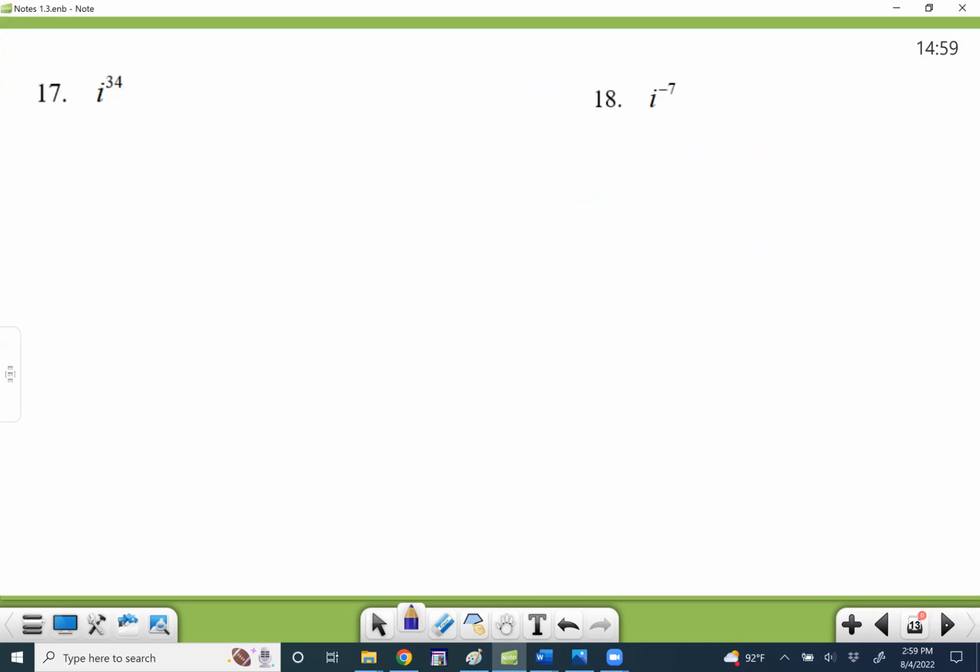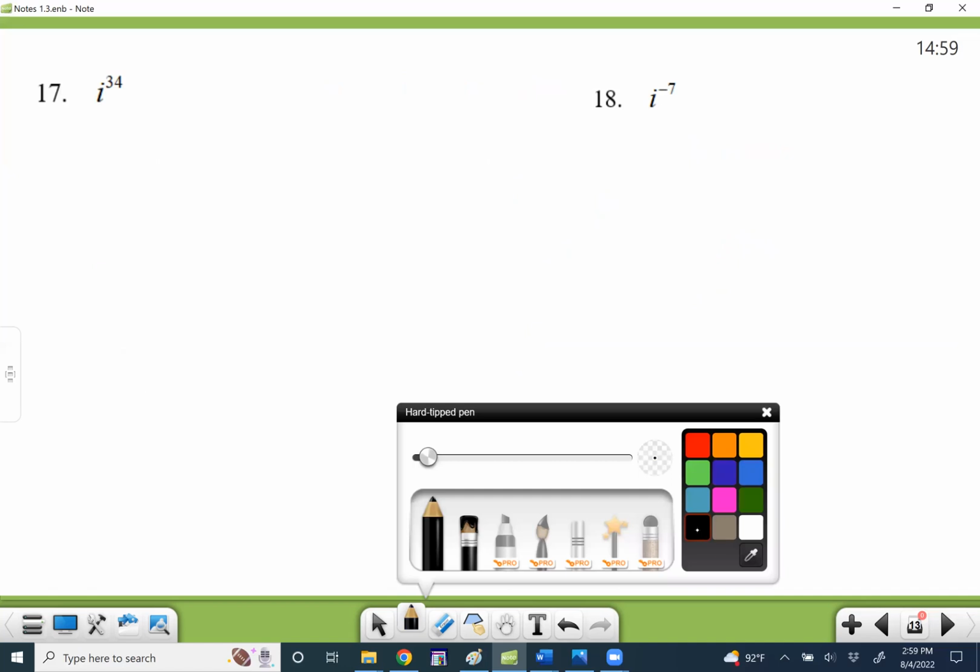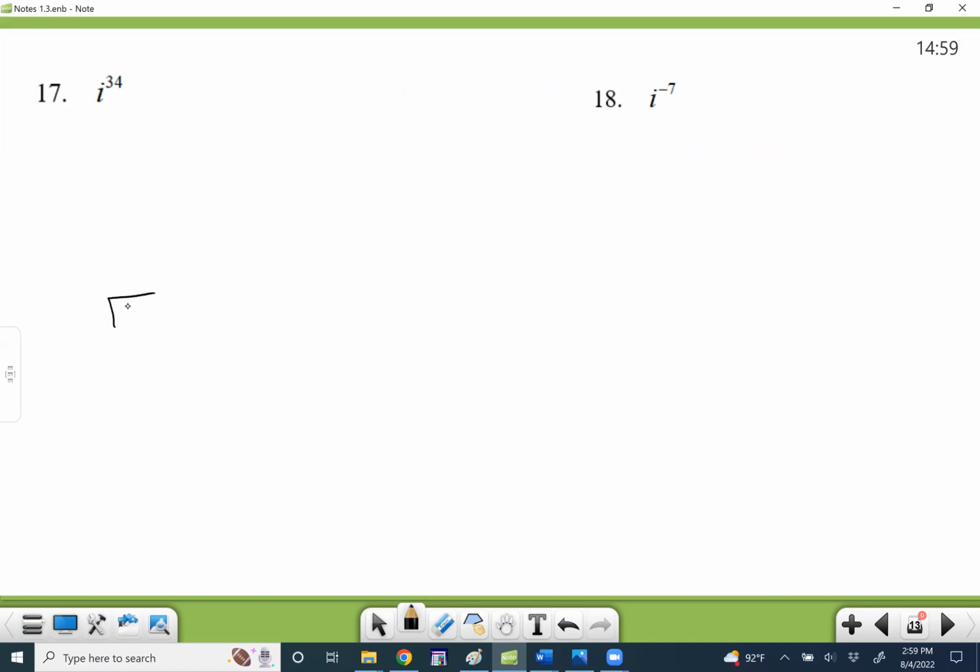Okay. For example, we've got i to the 34th. Let's see if we can do this very quickly. 34, and then always divide by 4. 4 goes in 8 times, with 2 leftovers. Okay. So we know that the 8 is going to be the exponent on i to the fourth. 4 went in 8 times, and the remainder is going to be how many are left over.